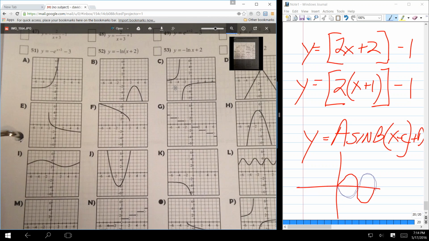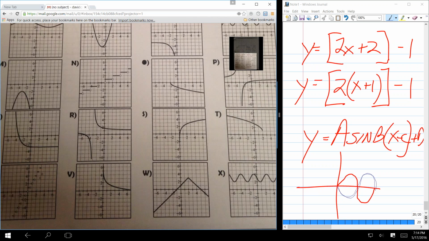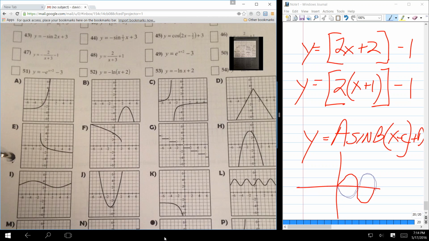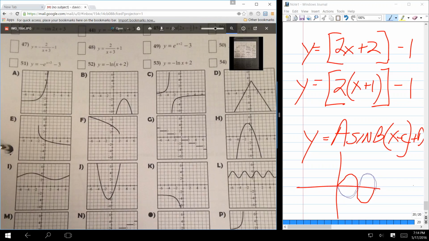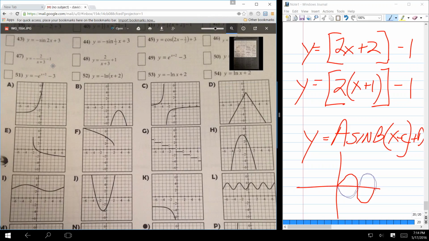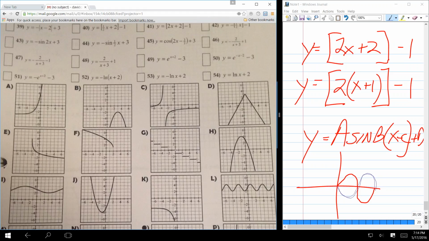Okay? But again, the biggest clue was the negative in front of the function, meaning it had to be flipped, meaning it had to start down and not up.